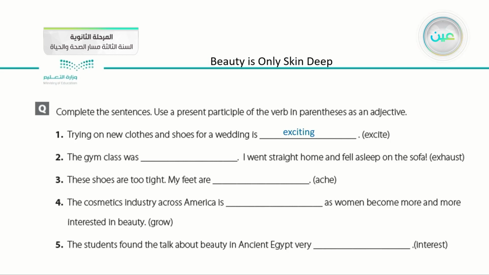Number 2, the gym class was, I went straight home and fell asleep on the sofa, and you have to use the word exhaust. So the answer is the gym class was exhausting. Number 3, these shoes are too tight. My feet are aching. Number 4, the cosmetics industry across America is, as women become more and more interested in beauty, is growing. Number 5, and the last one in our lesson today, is the students found the talk about beauty in ancient Egypt very interesting.